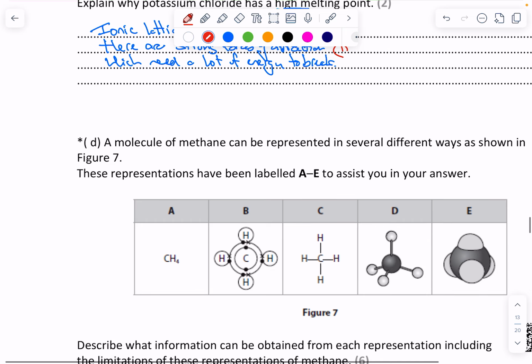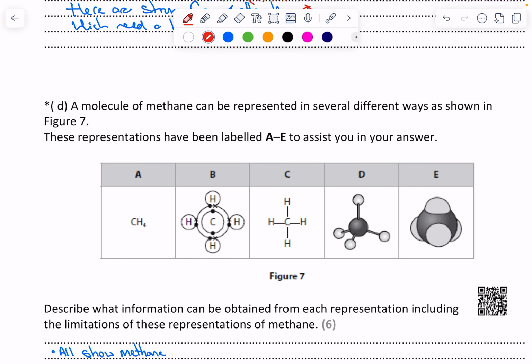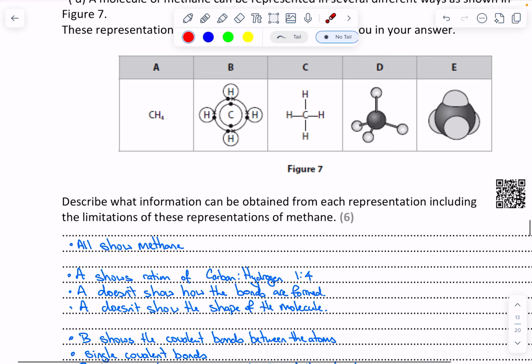Okay, this is a 6 marker. It's quite a different format to what we've seen normally. We've got lots of different representations of the molecule for methane. It says describe what information you could get from each and any limitations with these representations. So first bullet point is that they all show methane. A is good because it shows you that there is carbon and hydrogen, and it shows you the ratio is 1 to 4.